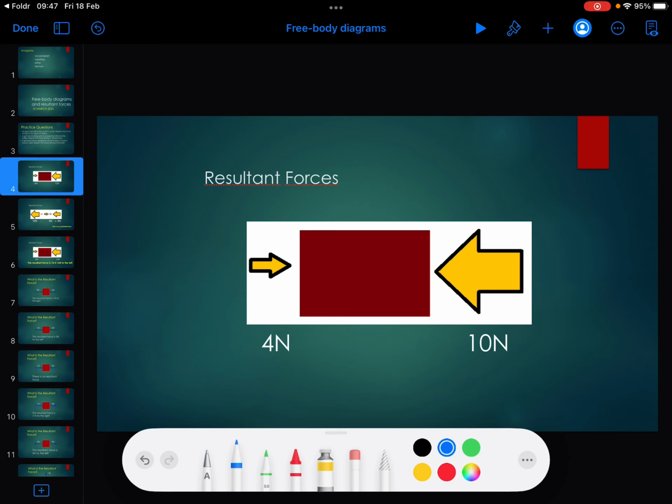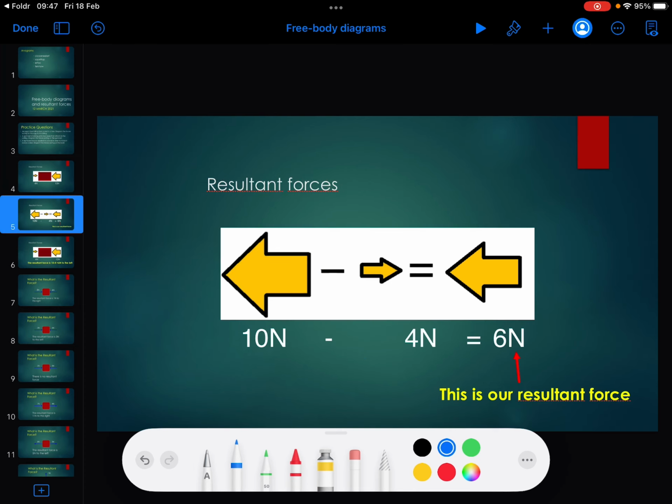So I'm sure if you can see looking at this box, 4 newtons to the right, 10 newtons to the left, I would say overall, I'm an idiot, that goes the wrong way. You are going to have a 6 newton force acting to the left. How do I know that? Because the two forces are acting in opposite directions, I'm going to take them away from each other to work it out. So I just wrote that here. 10 newtons to the left minus 4 newtons to the right equals a 6 newton force to the left.